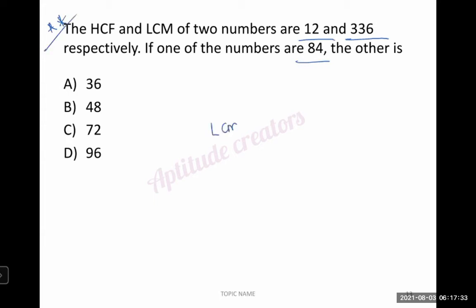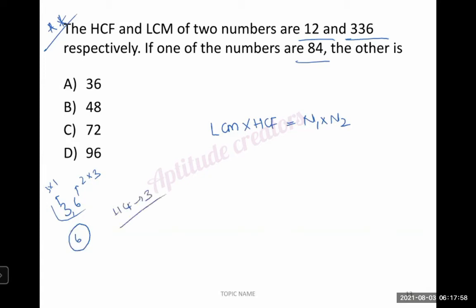LCM into HCF is equal to N1 into N2. That is nothing but here, what is the LCM of 3 and 6? Can I write it as 3 into 1, and here 2 into 3. Now, what is the LCM here? 2 into 3 will give the result as 6, right? LCM is equal to 6. Now, what is the HCF here? HCF is equal to 3, right?